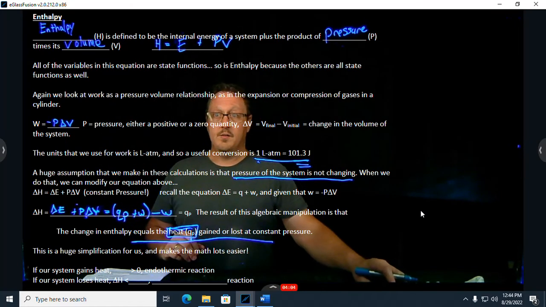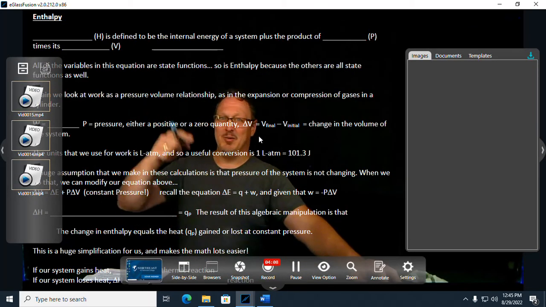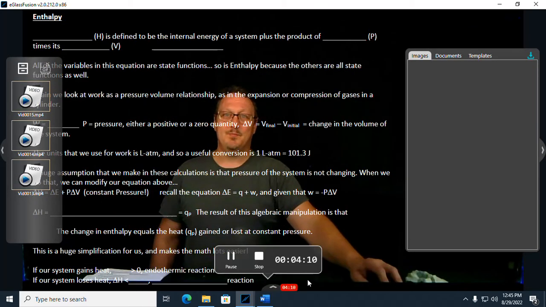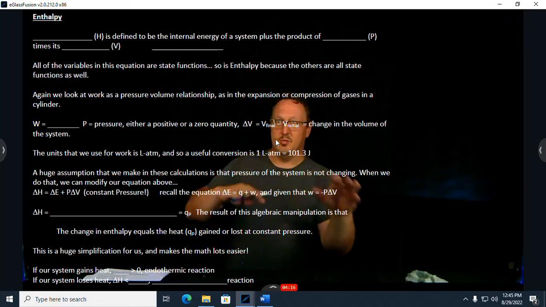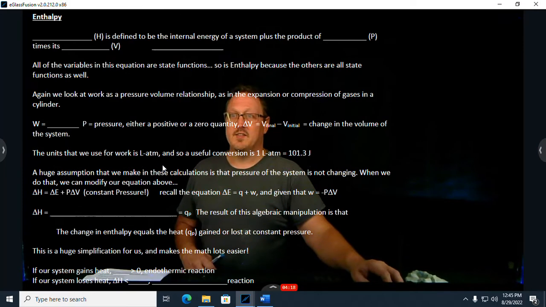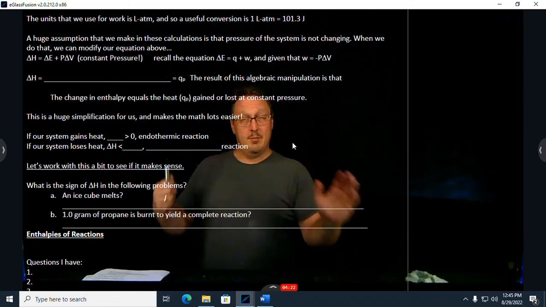Okay, there it is. Okay, better. Sorry. Eventually I'll figure out how to do this so it'll look smoother, but I'm not there yet. Like I said, this is a huge simplification for us, and that makes the math a lot easier.